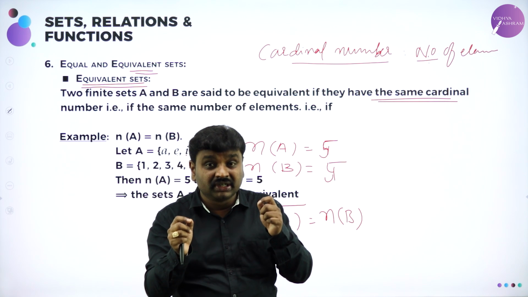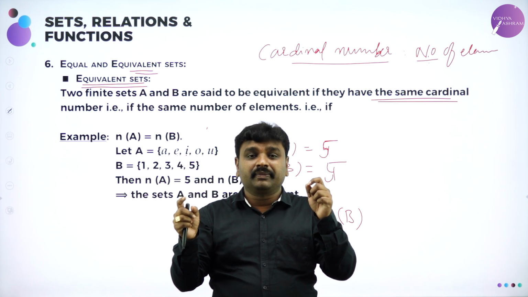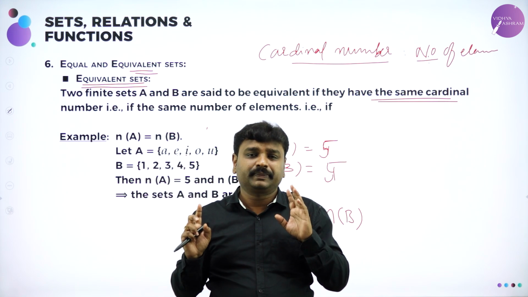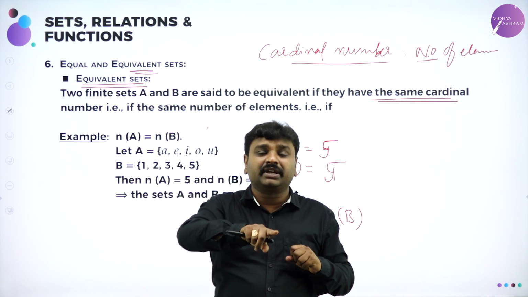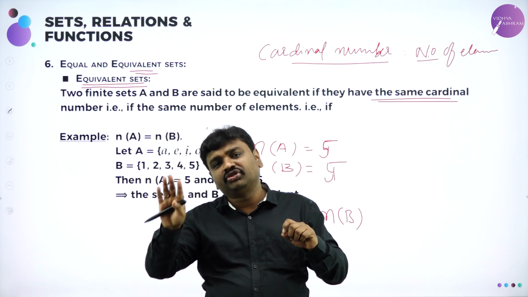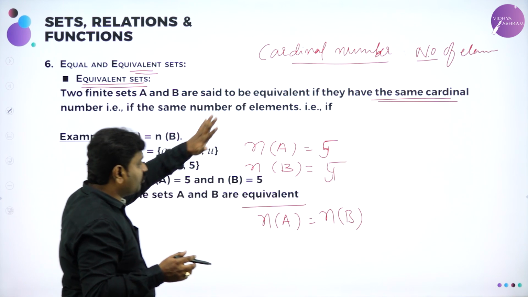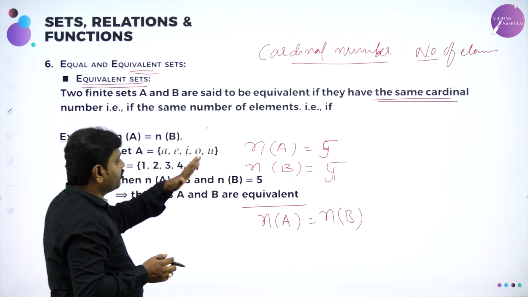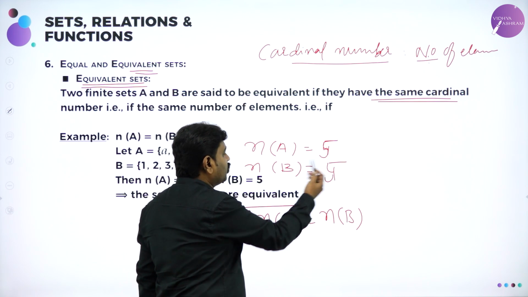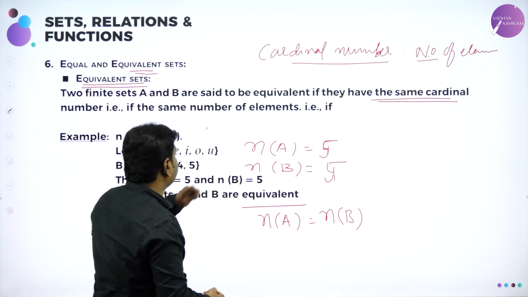Equal sets means elements should be identical. Both the sets should contain the same elements. Equivalent means the number of elements should be the same. Elements may be different, but the number of elements is the same. Here a, e, i, o, u, 5 elements. 1, 2, 3, 4, 5, 5 elements. n of A is equal to n of B. So therefore, they are equivalent.